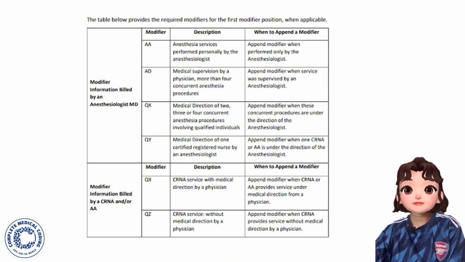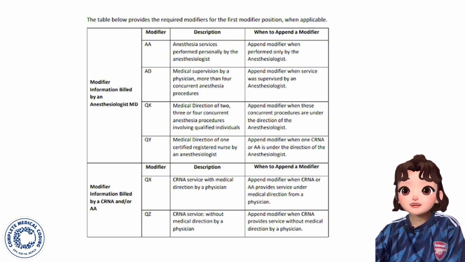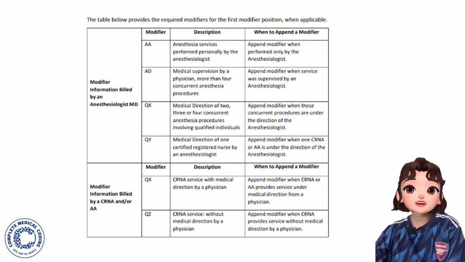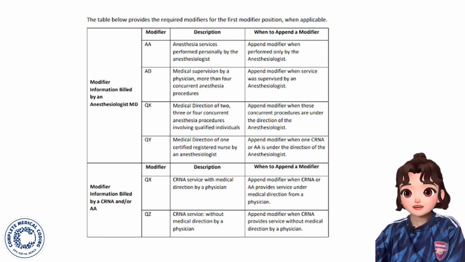Okay. AD represents medical supervision by a physician of more than 4 concurrent anesthesia procedures. So for AD, apart from the anesthesiologist, there will be another physician who is supervising, and the service is under the medical supervision of that physician. Then you have to append modifier AD. Append the modifier when the service was supervised by an anesthesiologist.